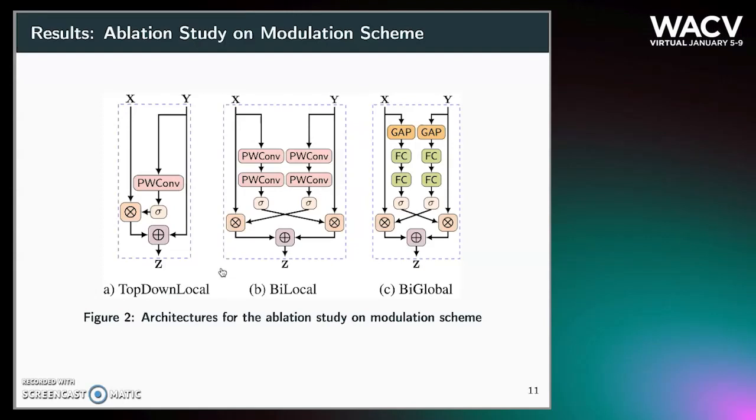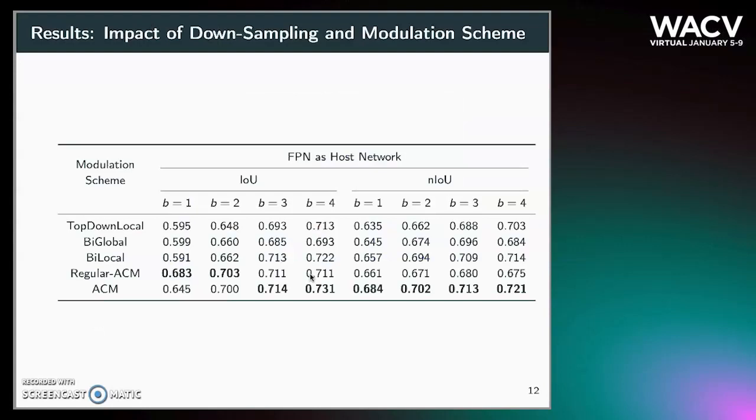We conduct a detailed ablation study by keeping the same parameter number. From the details, it can be seen that a smaller downsampling rate generally gives better detection performance, especially as the network goes deeper. By comparing the top-down local and bi-local, it shows that it is better to use bidirectional attentional modulation instead of top-down modulation only.